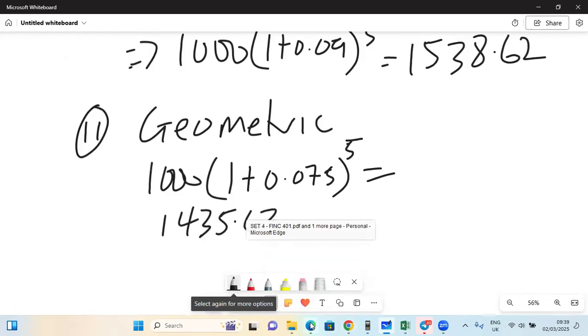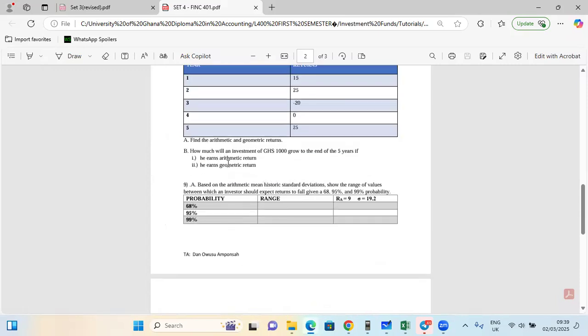Now, you can see this second part. Based on the arithmetic mean and historic standard deviation, show the range of values between which an investor should expect returns to fall, given a 68%, 95% and 99% probability. Since they have returns here, we have another question. So let's just use this table.